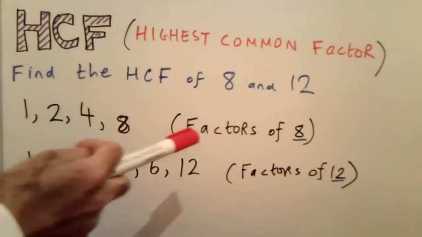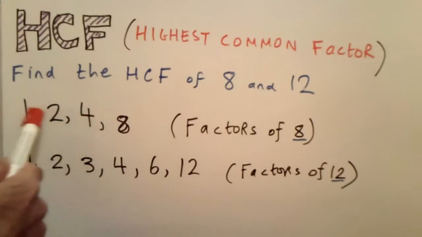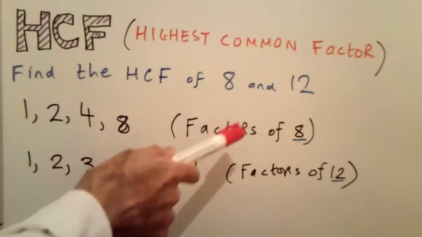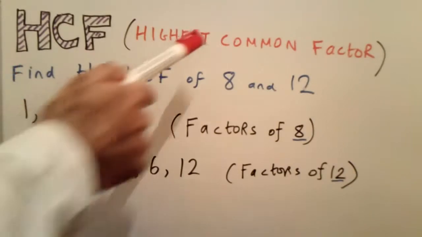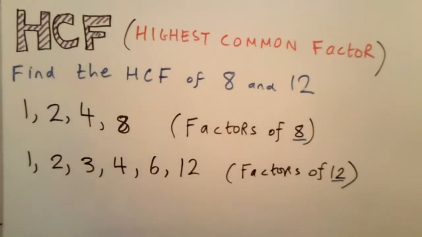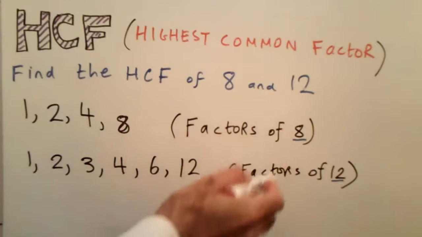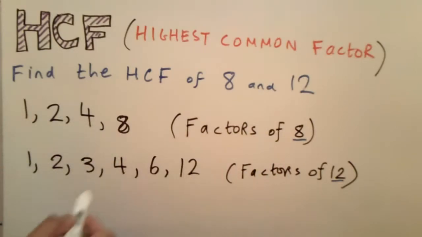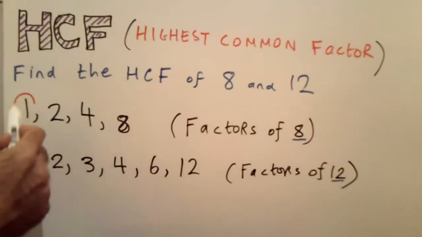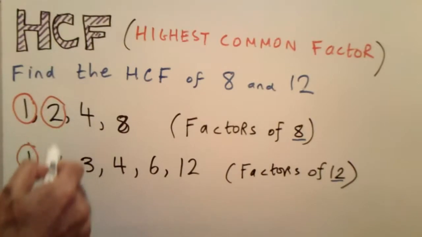Okay, so what we do is basically find the common factors of our two numbers here, and we just select the highest one that's common, and that's it. So let's find the common factors of 8 and 12. What number is in this list and in this list also? Yeah, we find there's 1. Any other number? Yep, there's 2.